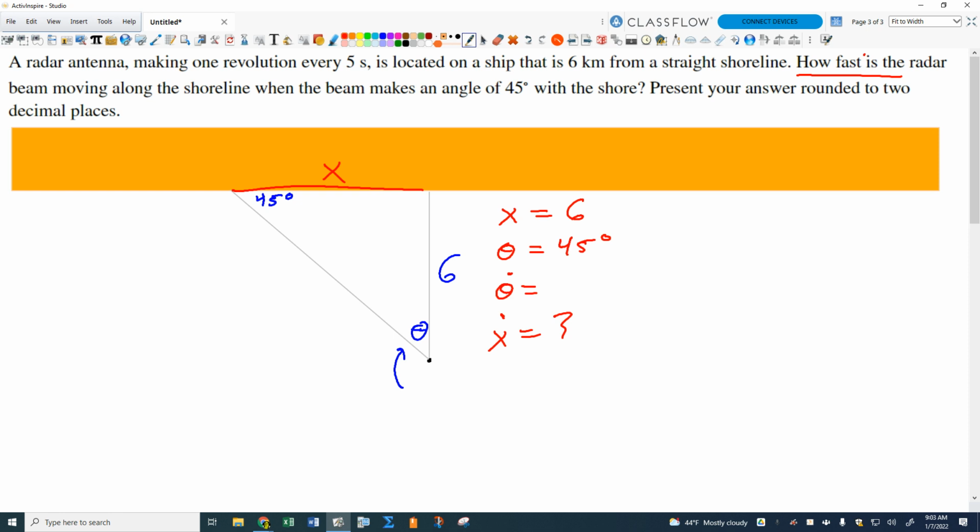Okay, so it's making one revolution every 5 seconds. How are we going to come up with theta dot then? What units should theta dot have? Radians probably per second. Okay. If it's making one revolution in 5 seconds, that's what this board is.